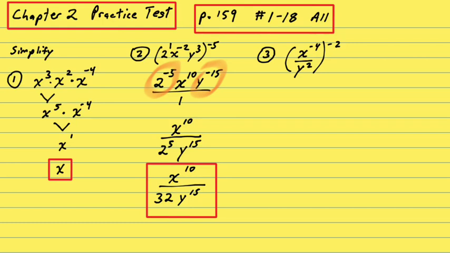And again, a power to a power, you multiply exponents. So negative 4 times negative 2 is a positive 8. Y raised to the 2 times negative 2 is negative 4. Any positive exponents stay where they are. Any negative exponents go to the other side of the fraction and become positive. So this answer is x to the 8th times y to the 4th.